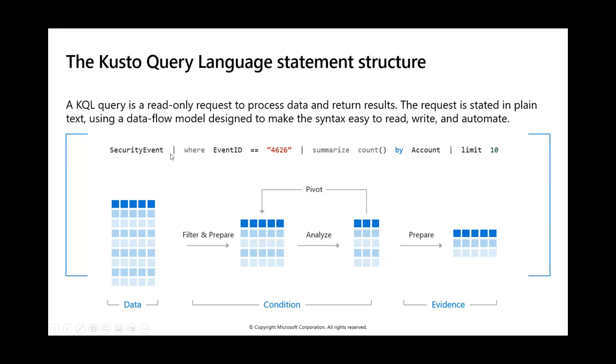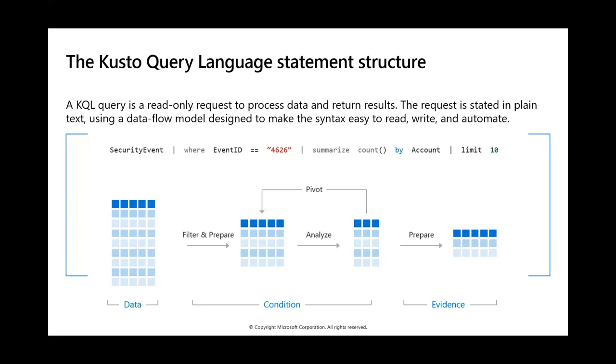Okay, so returning to the presentation. The custom query language statement structure. A KQL query is a read-only request to process data and to return results. What data are we processing? The data that is in the log workspace. And what data are we importing or connecting to the log workspace? The data from the Sentinel service, for example, through the data connectors.